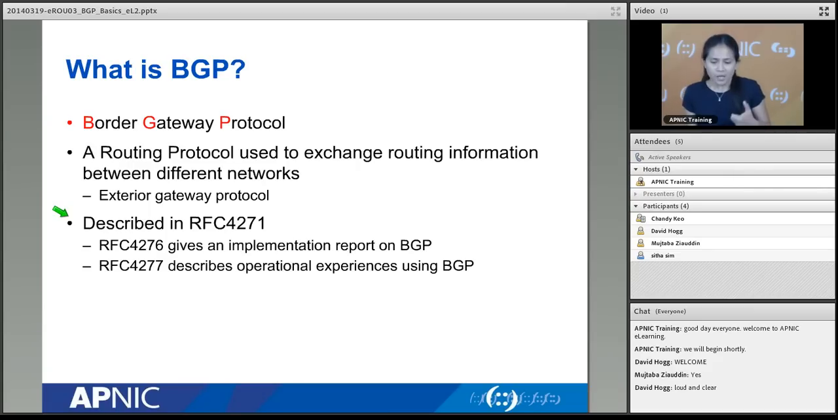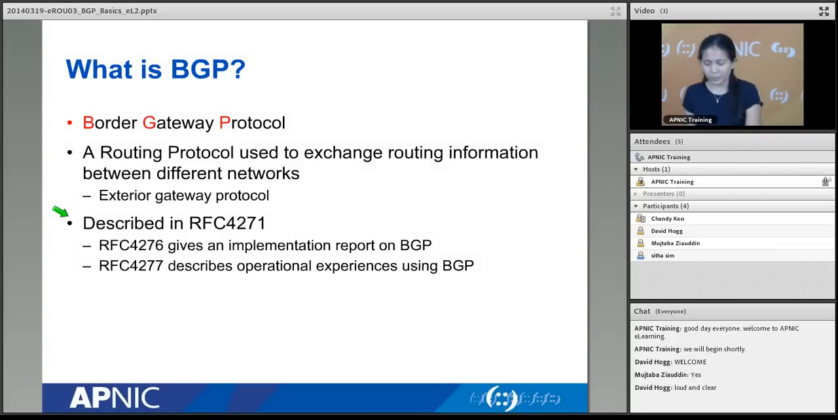Now, BGP is also considered the most useful routing protocol. Usually, we refer to it as the Internet Routing Protocol. Why? Because it is very essential for the internet. It essentially runs the internet.